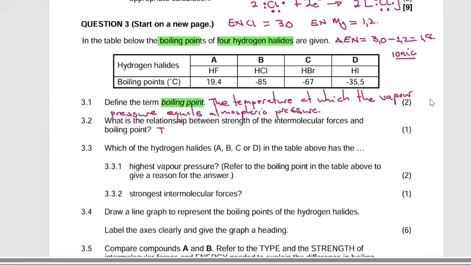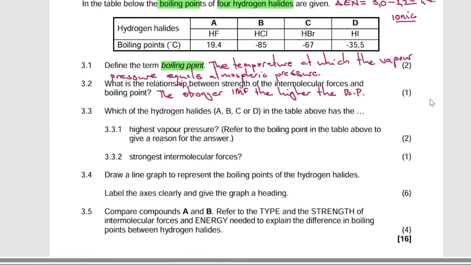So we're going to say the stronger the intermolecular force, I'm going to write IMF, which is for intermolecular forces. But please take note, we are supposed to write this one in full. The stronger the intermolecular force, the higher the boiling point. I'm going to just write BP there, which is for boiling point. Then I'm going to proceed to the next question.